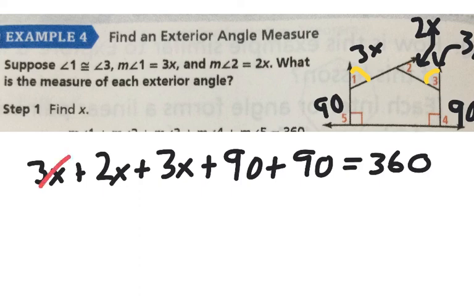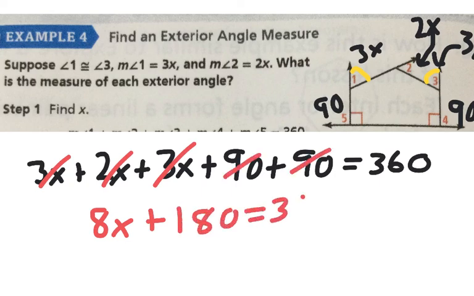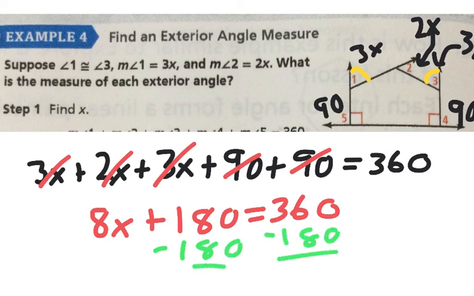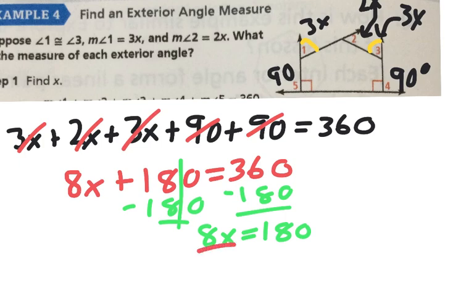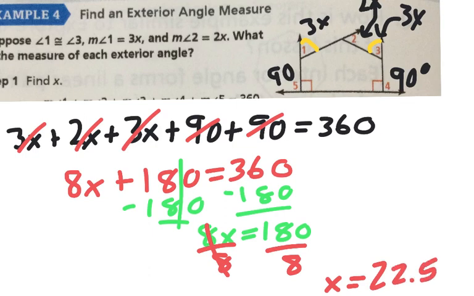So what is 3x plus 3x plus 2x? 8x. 90 plus 90, 180. And now I can solve for x. So I could subtract 180. That tells me 8x equals 180. And then I could divide by 8. It's going to be a not very pretty number. 22.5. So that wasn't too bad.